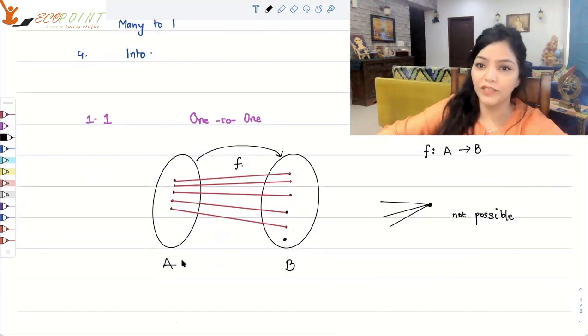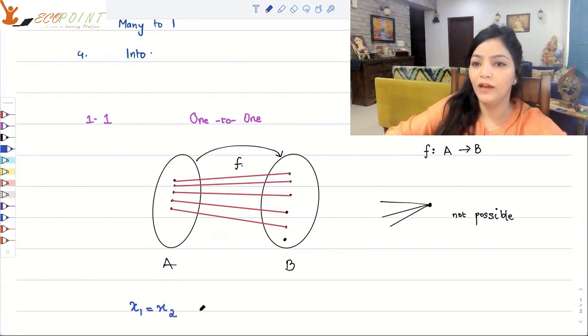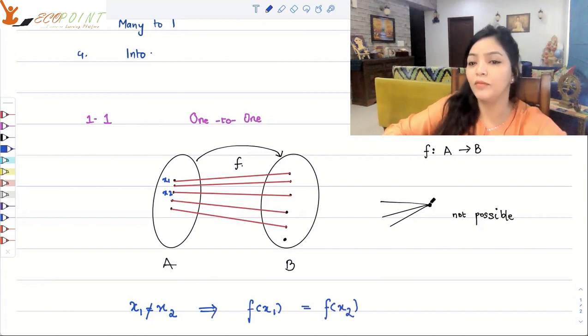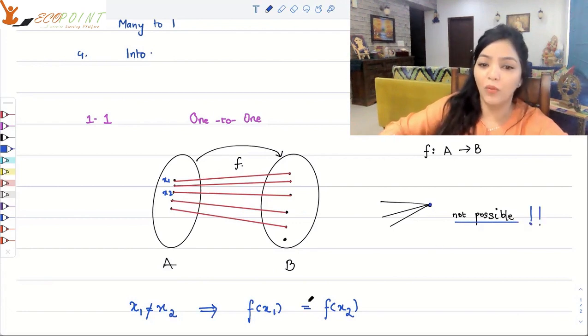So now I'm going to write it down mathematically. Essentially, we are trying to say here that distinct entries in the domain are mapping to distinct entries in the codomain. Distinct entries means that x1 and x2 are different. When x1 and x2 are distinct, they are producing distinct images. No two entries can have the same image, which was happening here. So this is not possible. That's what a one-to-one function is.